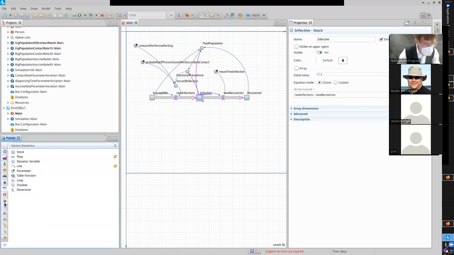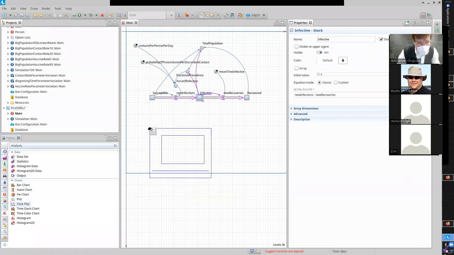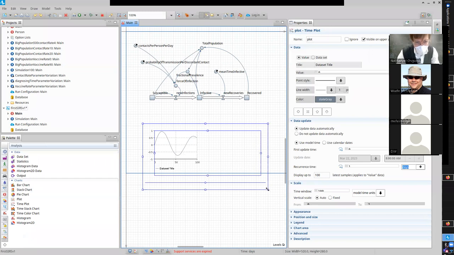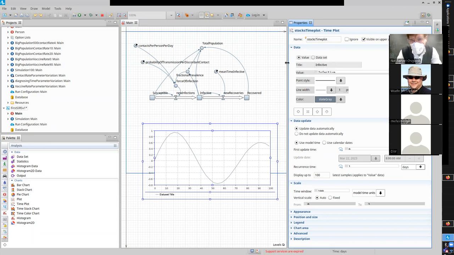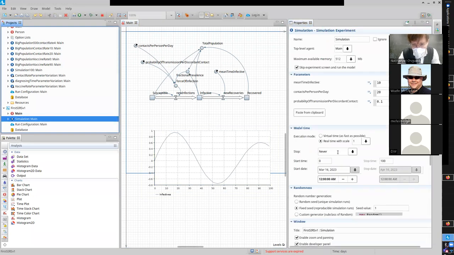I think, just to make it a little bit clearer, at the cost of taking another minute or two, I'm going to draw out a time plot. Here we go. Here's a nice time plot. This will be a stocks time plot, and the value of this will be infectives. It'll be updating over one day, and that's fine. And what did I have this model run for? I had it stop never, but I'm going to make it stop at a set time. I'm going to say stop at time.